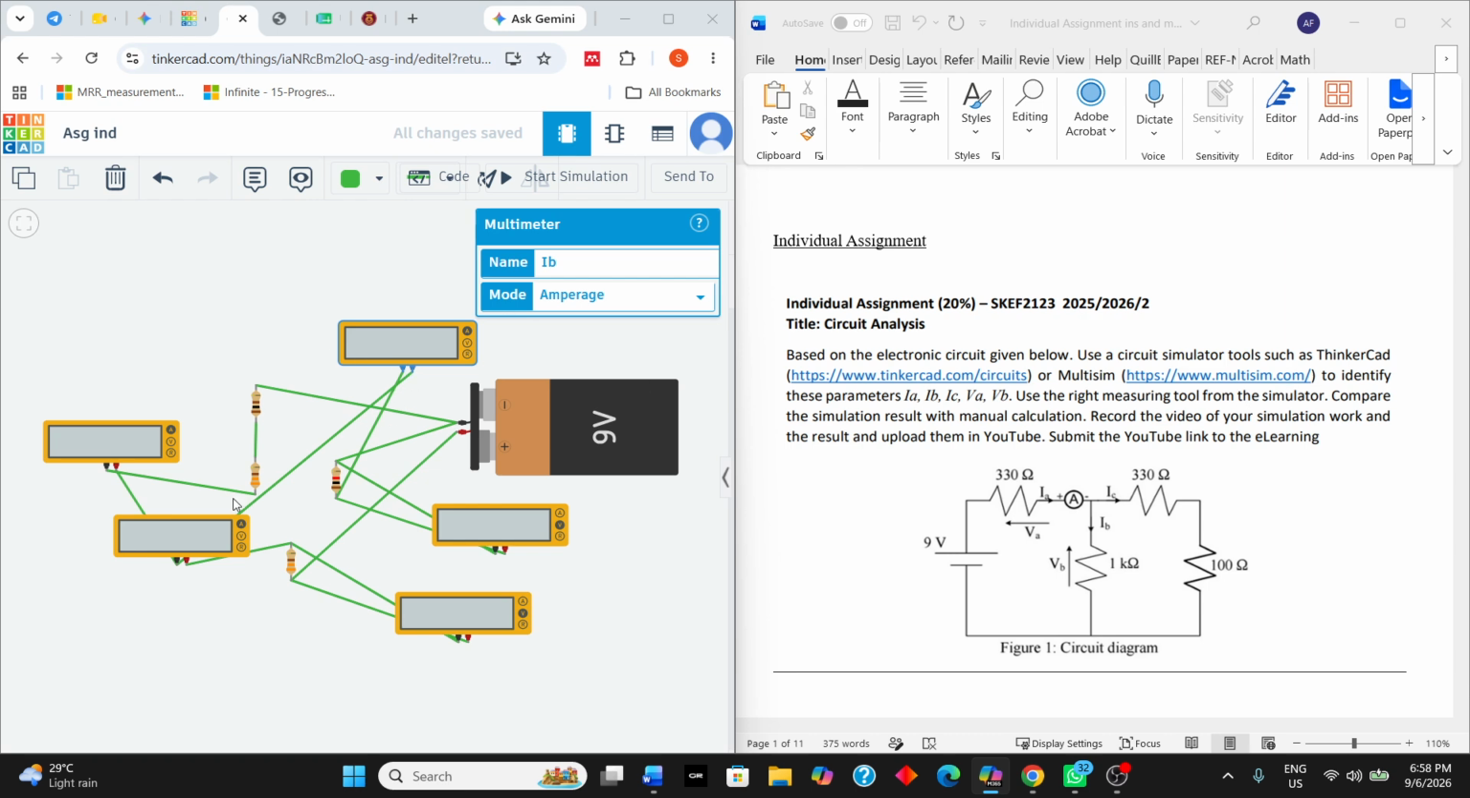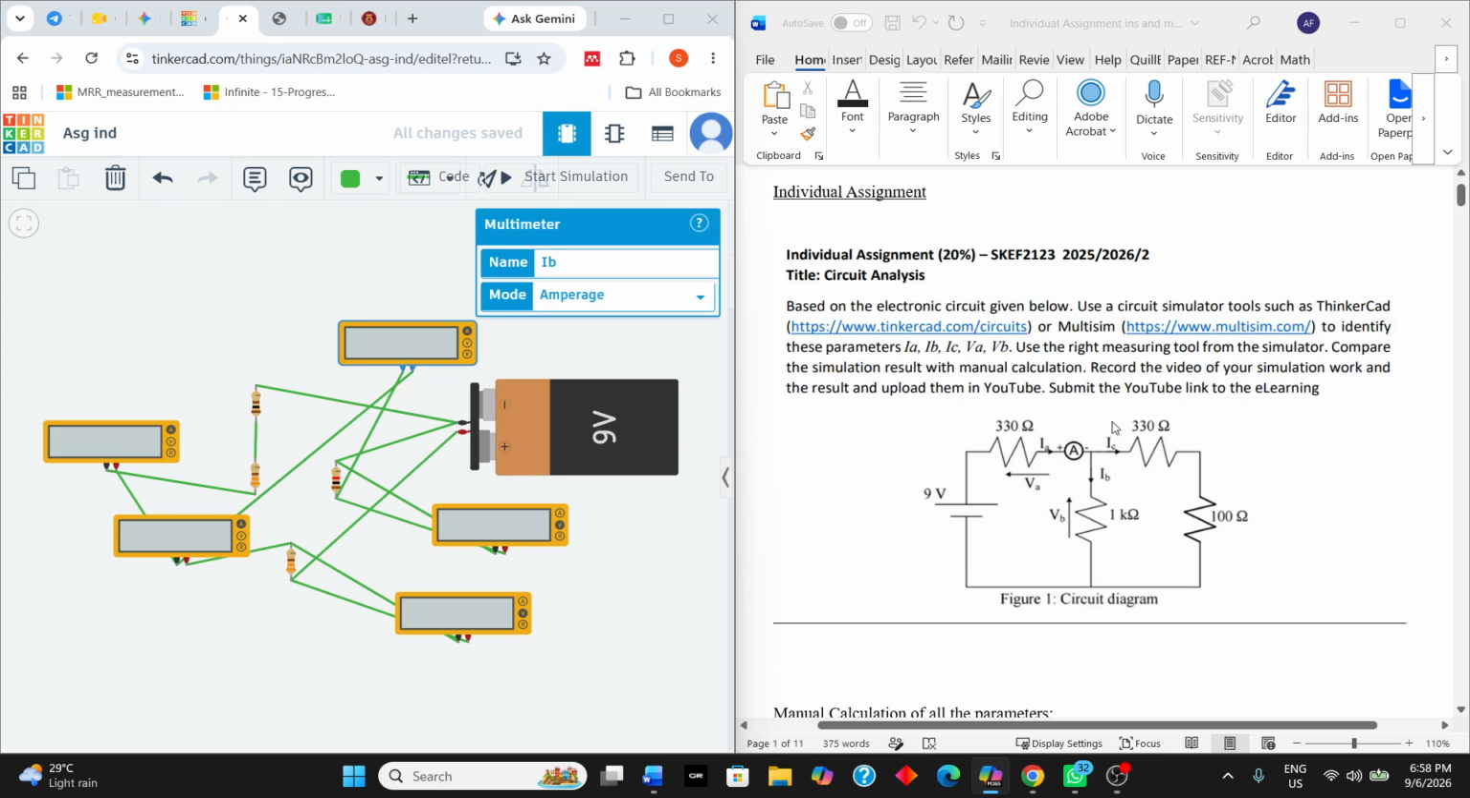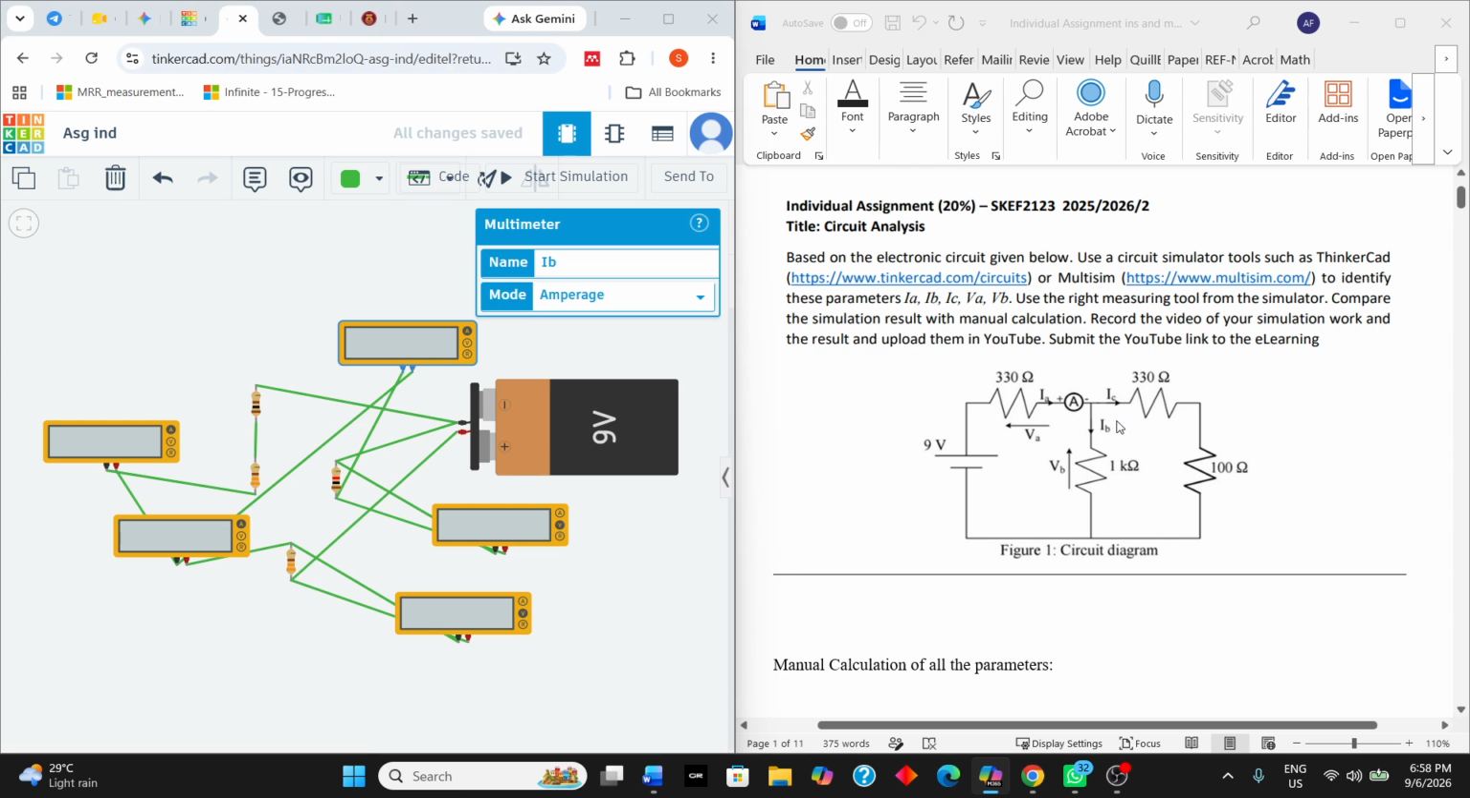We're going to use this simulation to identify these parameters: IA, IB, IC, VA, and VB. After that, we're going to do some manual calculation, which I will show later. Then we're going to record some simulation work. And I think that's basically our objective. So let us see our circuit first.